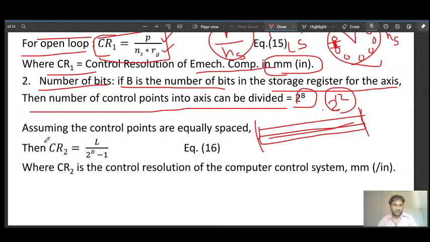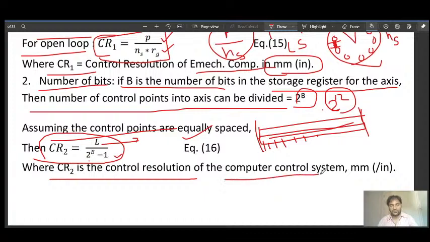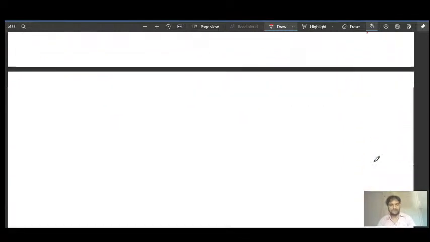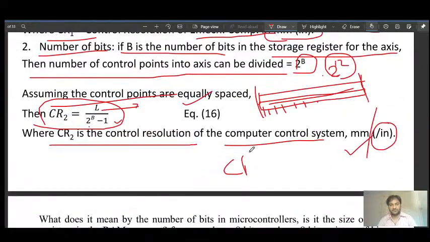points. Assuming the control points are equally spaced, control resolution 2, CR2, is given by L by 2 to the power B minus 1. L is the total length of your positioning system. So CR2 is the control resolution of the computer control system, given in mm or in inch. As you can see, CR1 is also in mm: P by NS if you are open loop, P by NS into RG, and closed loop P by NS.